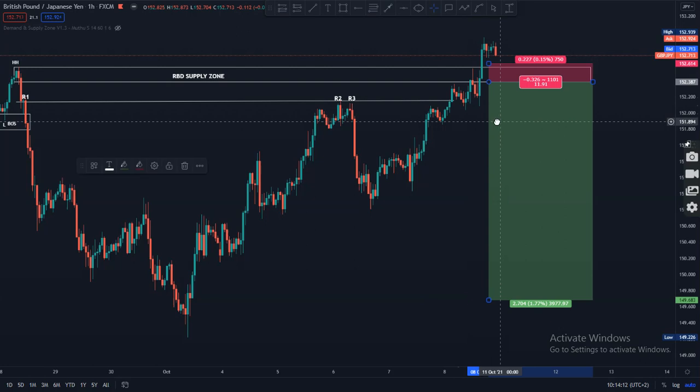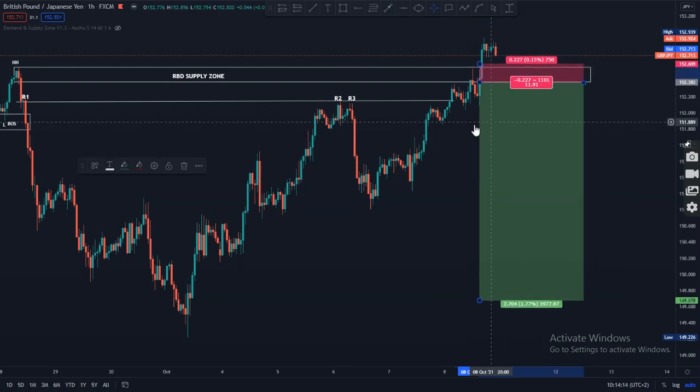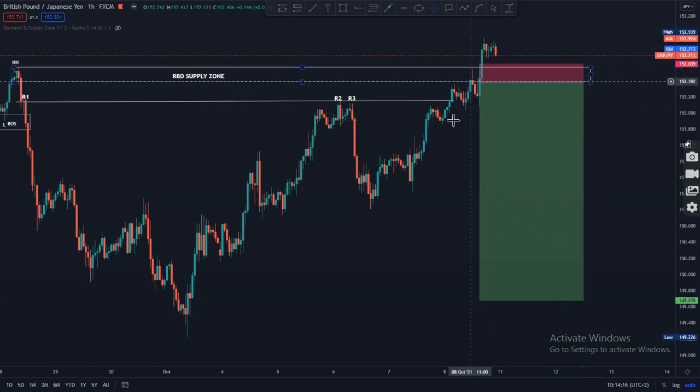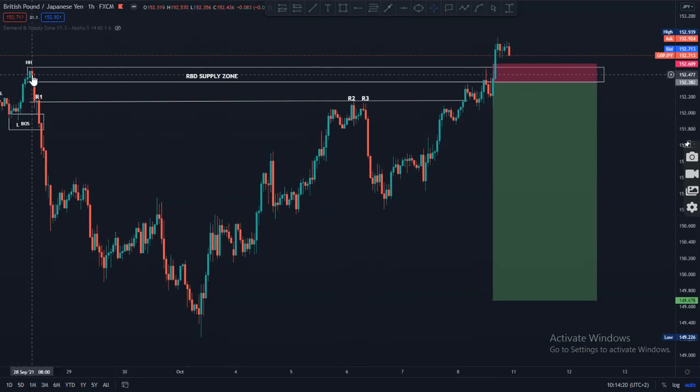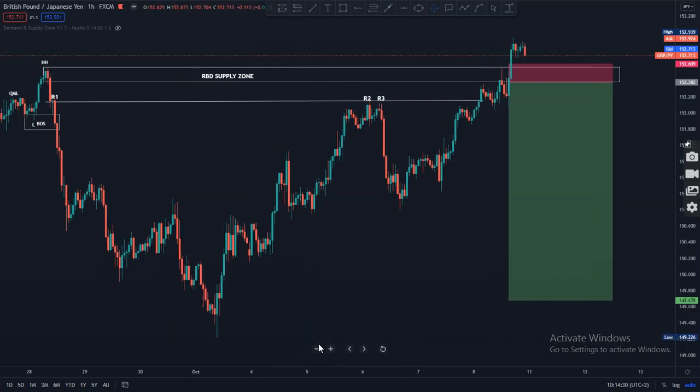That was like, okay, I'm in. I was in from this level here because I had this pin formation here, reacting not just randomly, but from my zone here, my supply zone. I was like, okay, I think this is a good move. I go in, and a few minutes later, price went to the upside and I was taken out.